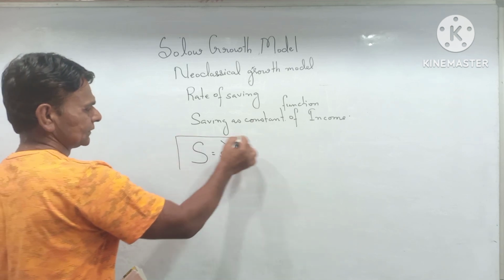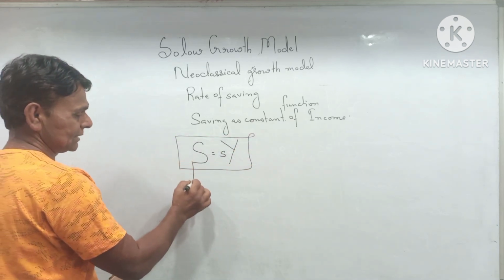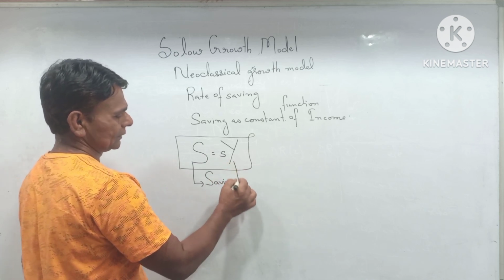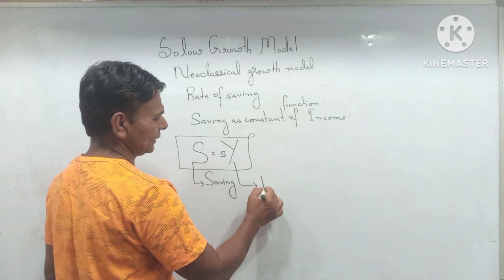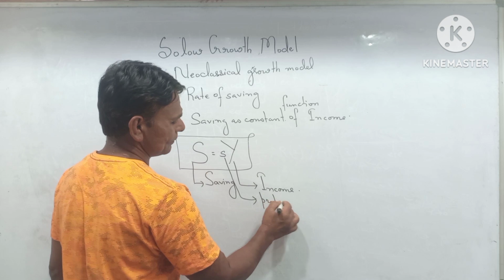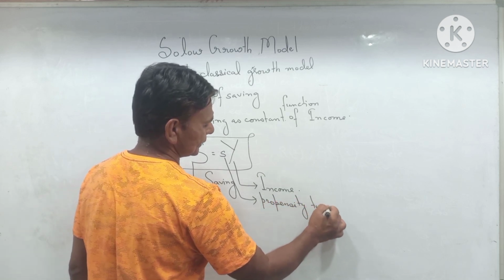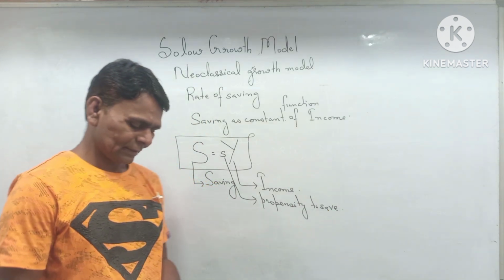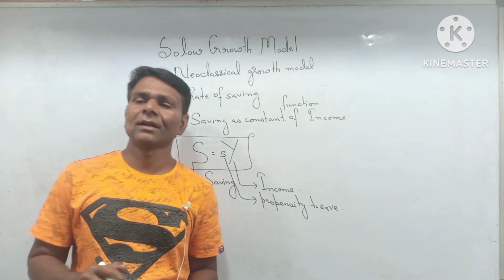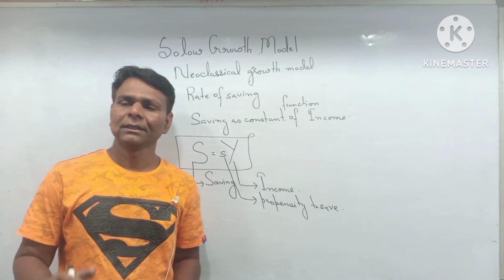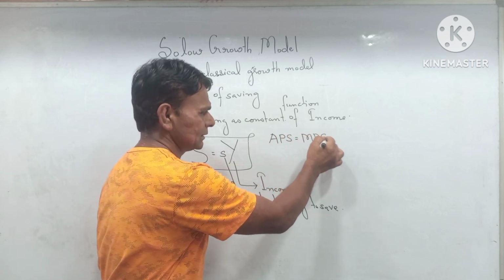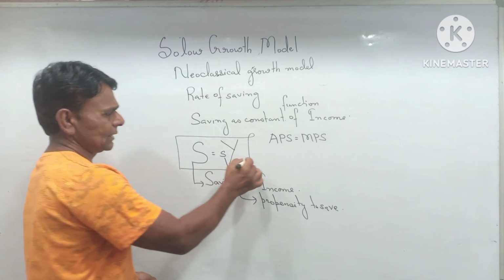There are three terms you can see. Capital S indicates total saving, capital Y indicates income, and small s is the propensity to save. Since saving is a constant fraction of income, the average propensity to save equals the marginal propensity to save. And this equation can be extended.